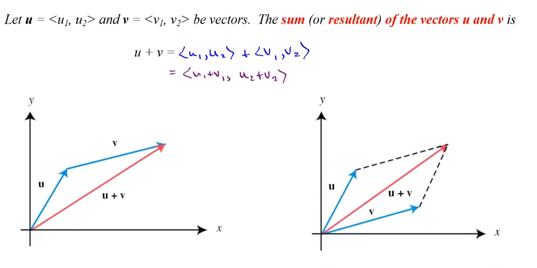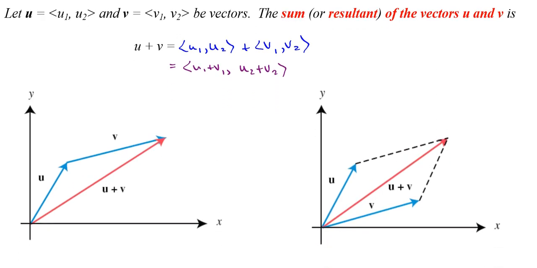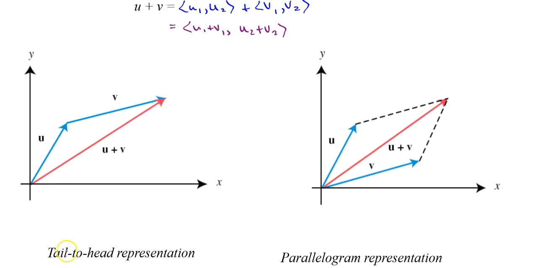Graphically, we can look at this two different ways. This first one is called the tail to head representation. We take our first vector u and then put the vector v onto the end of that. So we put the tail of vector v to the head of vector u. Then we draw a vector from the beginning of u to the end of v, and that is what we refer to as the resultant vector.